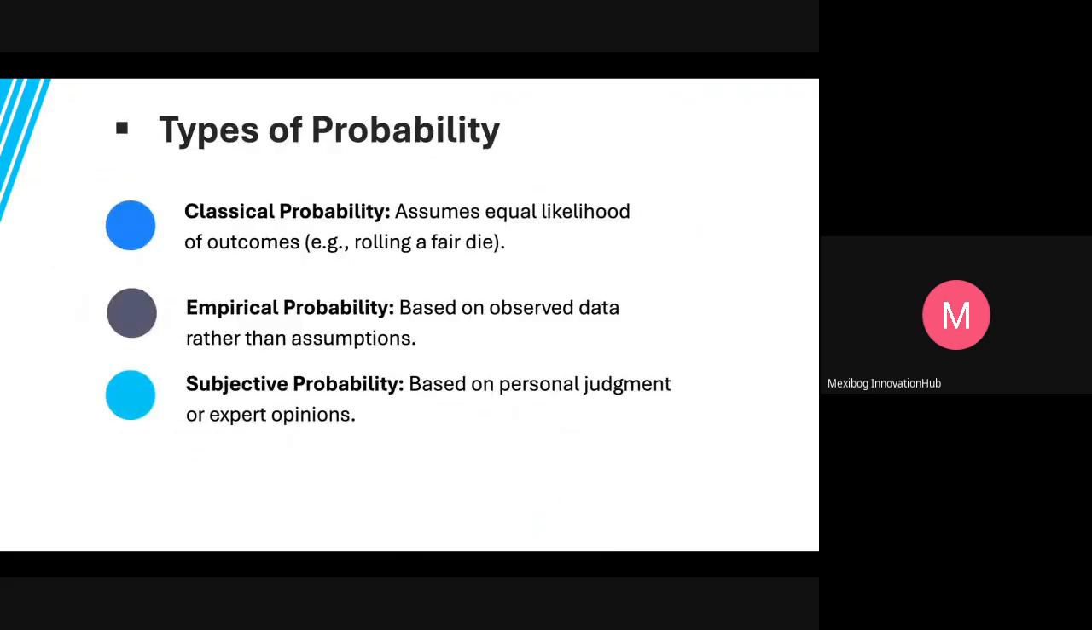Types of probability. We have classical probability. It assumes equal likelihood of outcomes. For example, if you're rolling a fair die, the likelihood is equal. Empirical probability is based on observed data rather than assumptions. Then we have subjective probability, based on personal judgments or expert opinions. Maybe a medical doctor who has had experience over the years could make probability predictions based on his or her expert judgments.